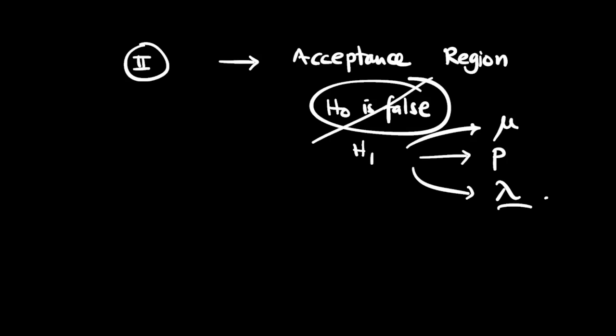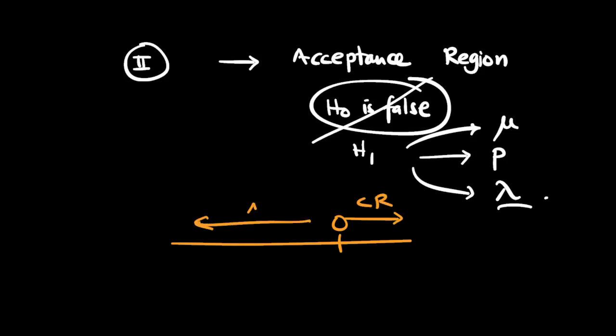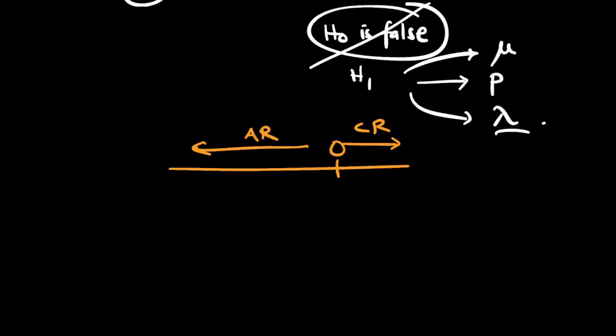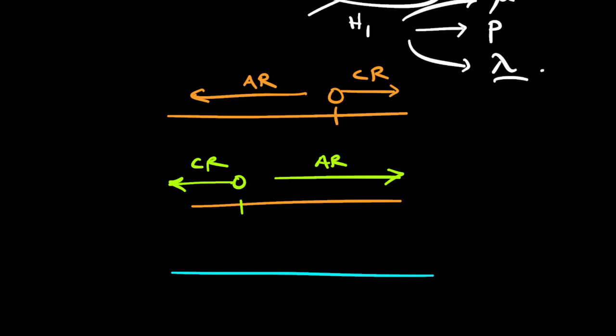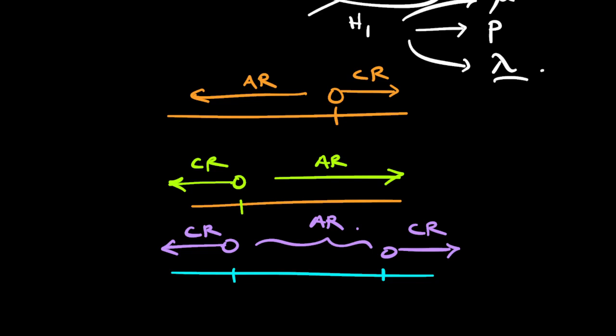So remember this thing, that if the critical region is to the right, acceptance region will be to the left. CR is the symbol for critical region, AR is the symbol for acceptance region. Similarly, if the critical region is to the left of a certain value, then acceptance region will be to the right. And maybe we are dealing with a two-tailed test in which the critical region is on the extreme right and on the extreme left based upon the significance level. Therefore, the acceptance region will be in the middle.